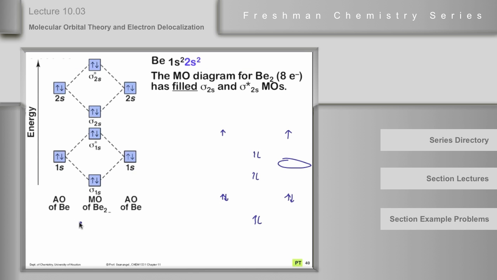Okay, let's go one more step to the right and look at beryllium. Beryllium has an atomic electron configuration of 1s2, 2s2. Its Z is equal to 4.